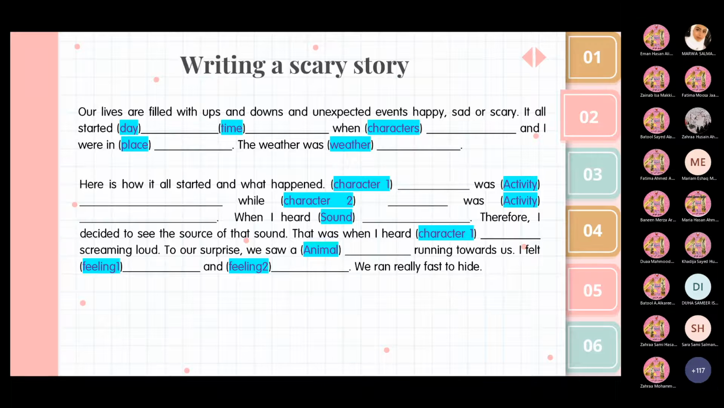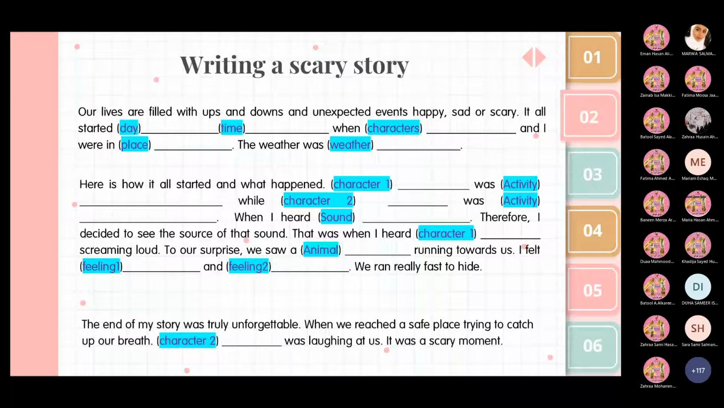Therefore, I decided to see the source of that sound. That was when I heard Sarah screaming loud. To our surprise, we saw a rabbit running toward us. I felt scared and frightened. We ran really fast to hide.